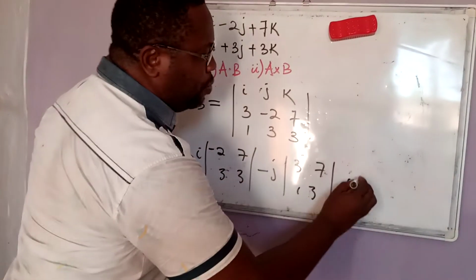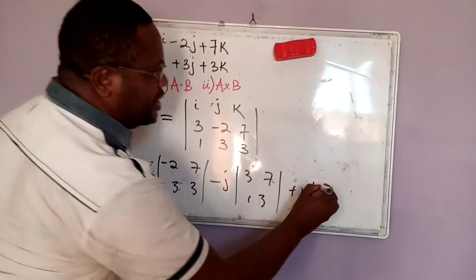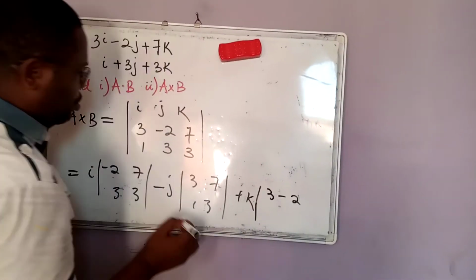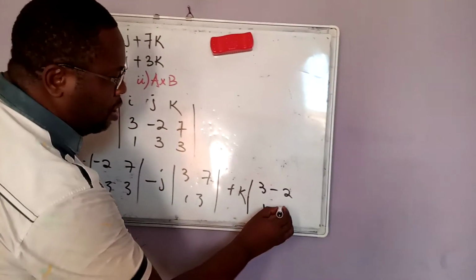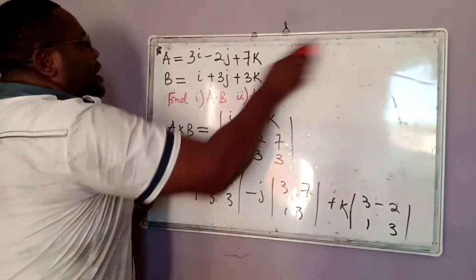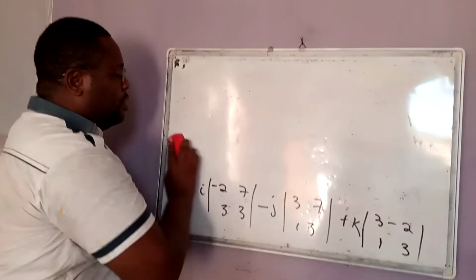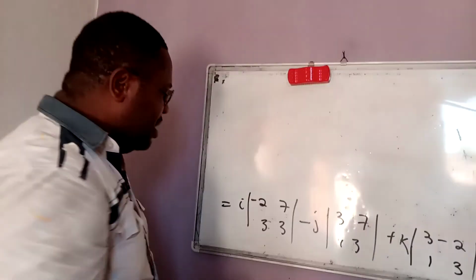And then let's look at what we have for k. Now when it comes to k, this is k. So I'll simply have 3, minus 2, 1, 3. So we are going to evaluate this. Let's quickly clean up so we can have some space to find the determinant of that given determinant equation.